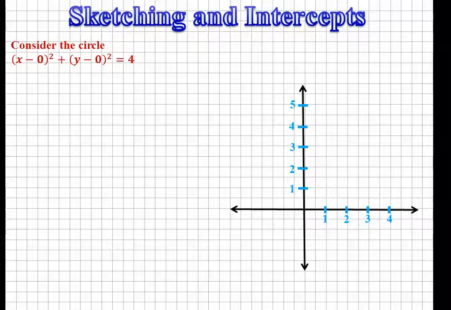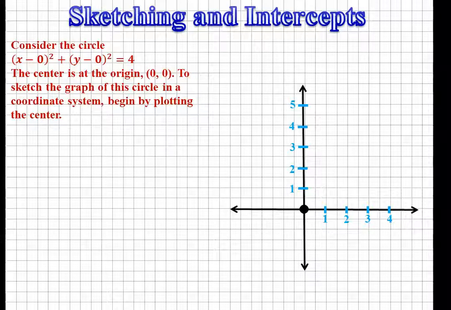Okay, so here we've got the equation and a graph, and it says consider the circle (x − 0)² + (y − 0)² = 4. Well, the center is going to be at the origin (0, 0), because remember you're dealing with h and k, which are both zeros here, and those represent the center. So to sketch the graph of this circle in a coordinate system, begin by plotting the center. And you can see I put a big dot right there.